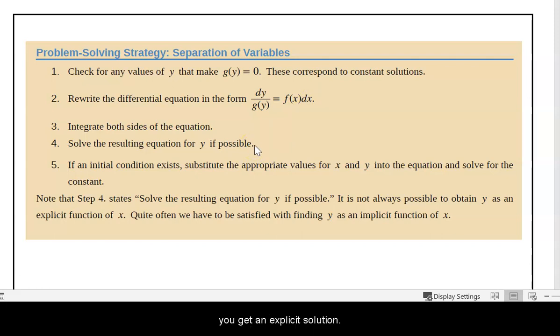If you can, you get an explicit solution. If you cannot, your solution will be an implicit solution, meaning implied. If there's an initial condition, substitute those values into x and y in the equation and solve for the constant. Now, again, down here at the bottom, you need to remember that it's not always possible to get an explicit solution, and that on occasion, you'll simply have to leave it as an implicit solution.